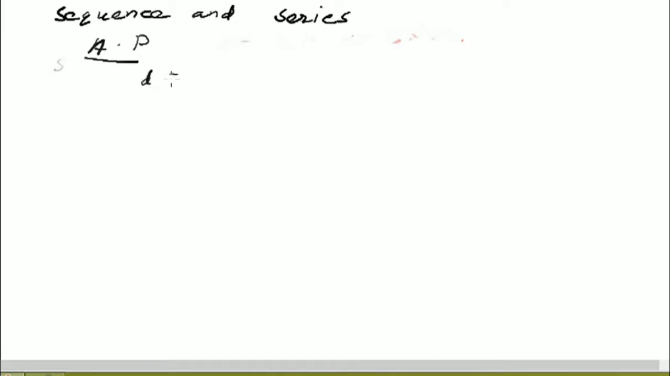So d is an minus an minus 1. Here you see, if I put n equal to 5, it will be a5 minus a4. It can be a6 minus a5, a10 minus a9, which is constant all the time, then it is an AP. So you can easily identify an AP.